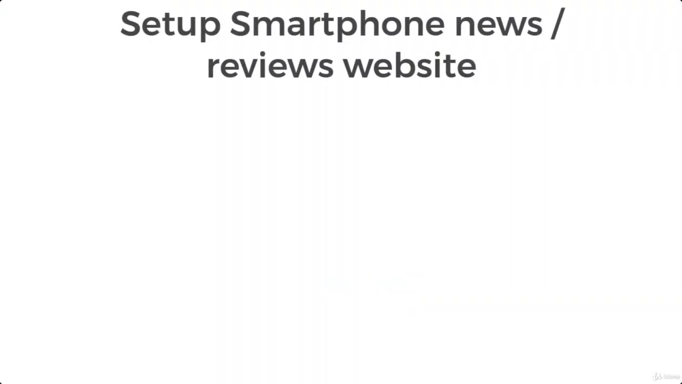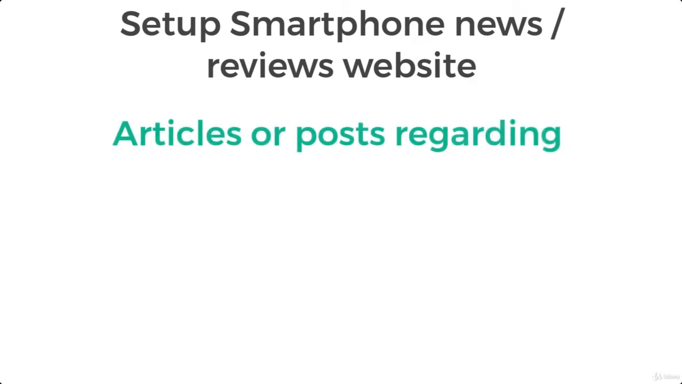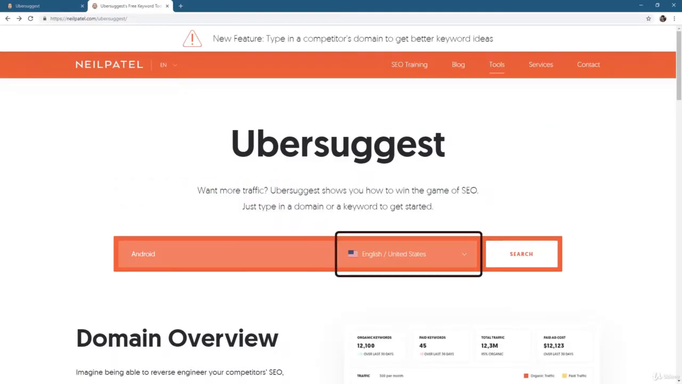As per our test scenario, I am going to build or set up a smartphone news or reviews website. So let's assume that I'm interested in writing some articles or posts regarding Android, but I don't know what to do or what to write about Android. In such case, if you search for such broad keywords in Ubersuggest, you can geographically target a particular country.